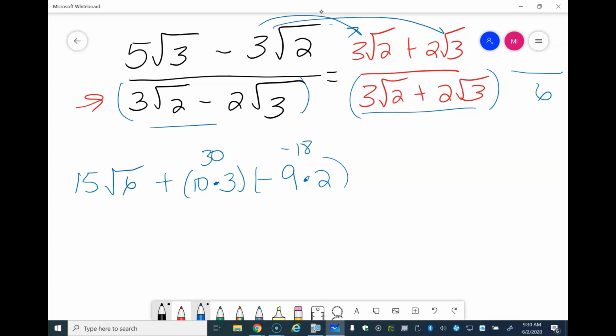So this whole thing is actually going to be minus 18. And then we're going to take it to the last part, which is going to be minus 6, the square root of 6. Again, this is all over 6.